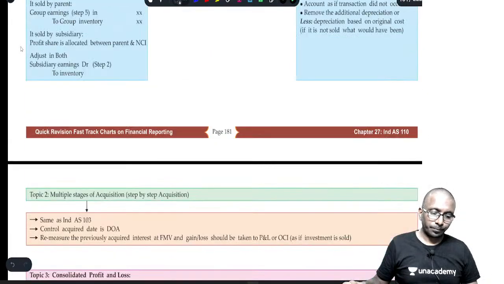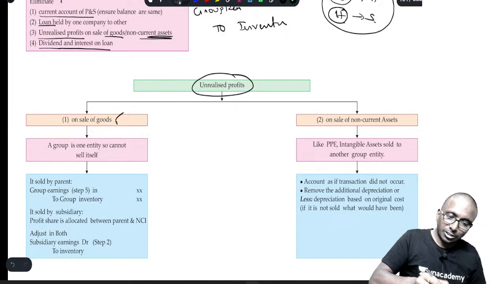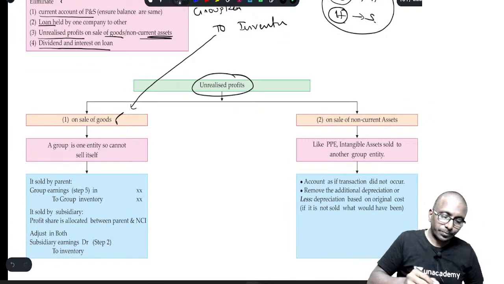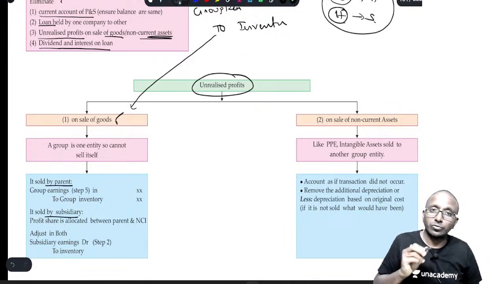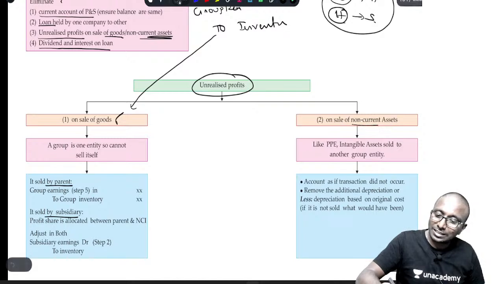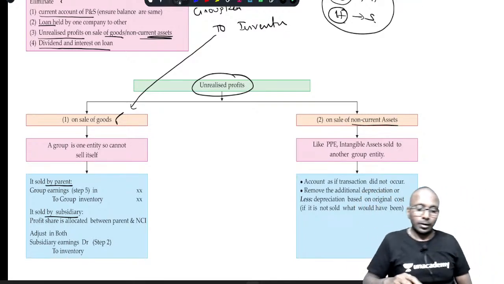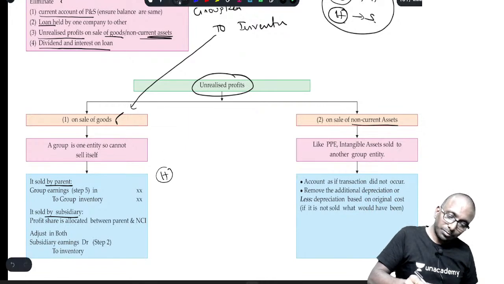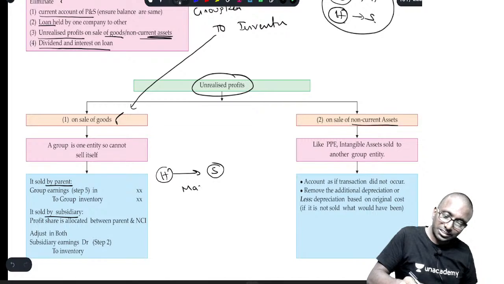We are left with a few more small things. Unrealized profits on sale of goods, which I told you just now. Sold by parent, what to do? Sold by subsidiary, what to do? I have explained that. Then non-current assets. What happens? Say, for example, the holding company sold machinery to the subsidiary company. Obviously there will be some profit element in it.